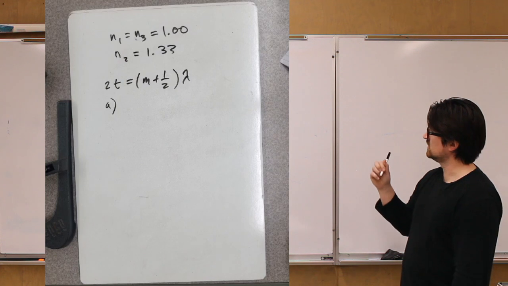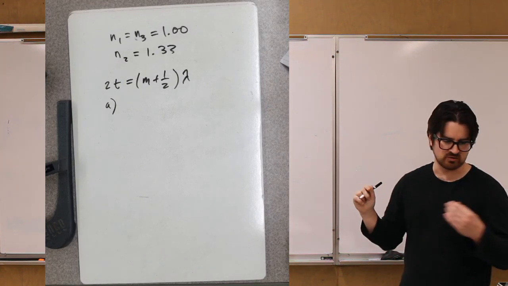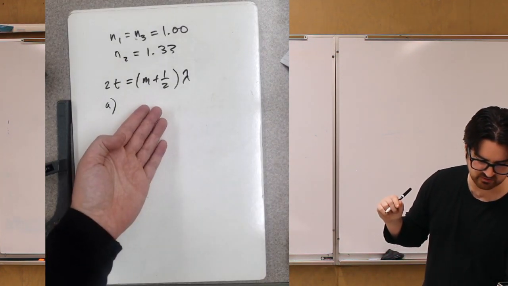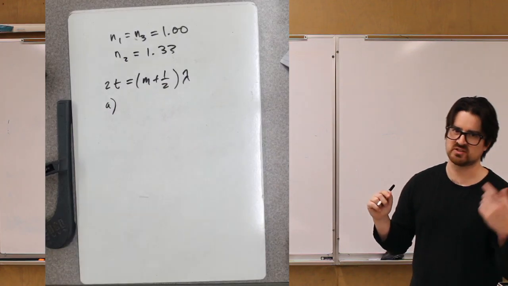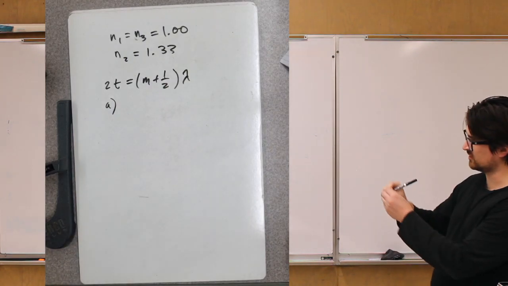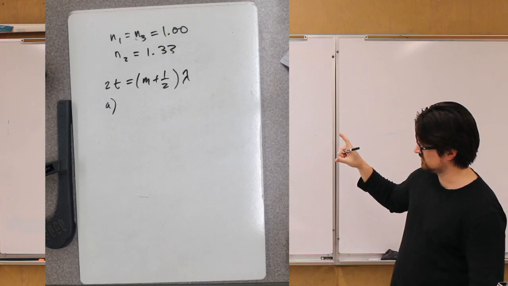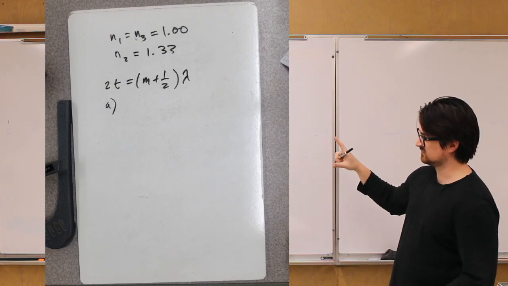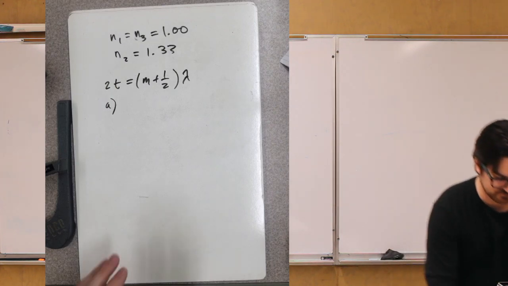All right, so what's the thinnest it can be? Well, in terms of our order here, the thinnest is going to be when m is 0, right? There's only one half wavelength difference. Essentially, 2t is equal to half a wavelength.